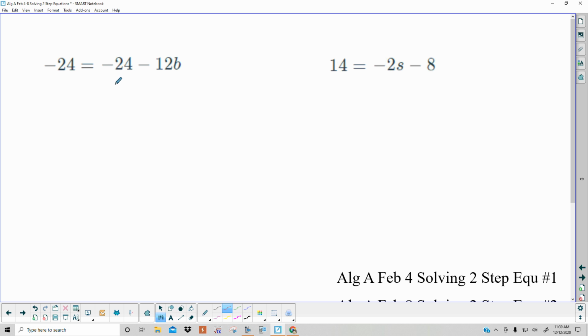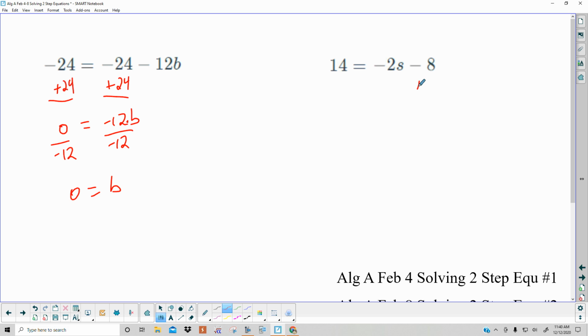Okay. Now I'm going to add 24 to both sides. And you get 0 is equal to negative 12b. That's held by multiplication, so divide it out. And you get 0 is equal to b.